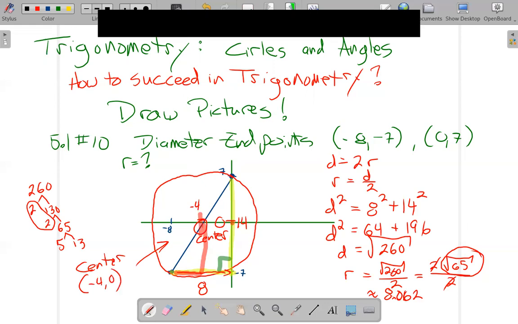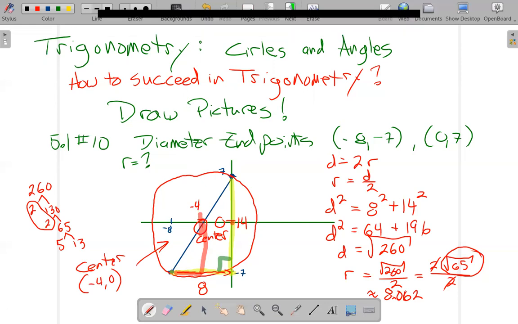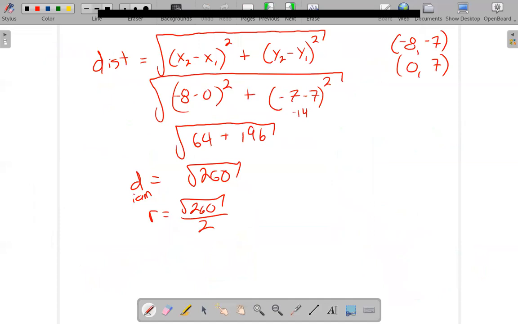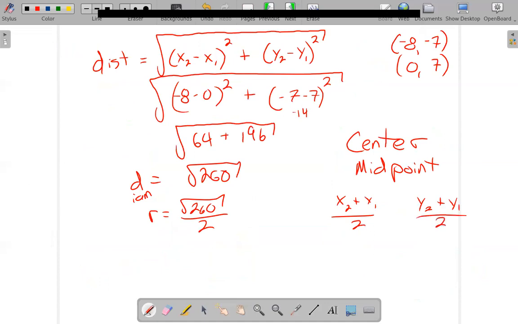Another way I can confirm that, hopefully recall from a previous math class, that to find the midpoint of a line segment, you just average the two values. So let's take a look at it that way for fun. Center, which is the midpoint, we would just take x2 plus x1 divided by 2, y2 plus y1 divided by 2, and that's my new point, the center. So let's do it. So -8 plus 0 over 2, and then -7 plus 7.